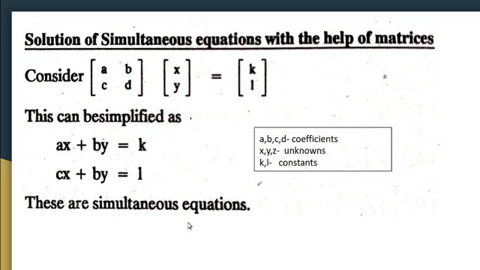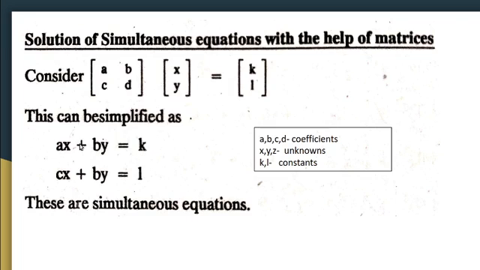These are simultaneous equations. Here in this equation A, B, C and D are known as coefficients. Then X and Y are the unknowns or variables. Then K and L are constants. So what are simultaneous equations? These are a set of two or more equations containing two or more variables or unknowns. Here X and Y are the unknowns or variables which can be solved at the same time. That is known as simultaneous equations.